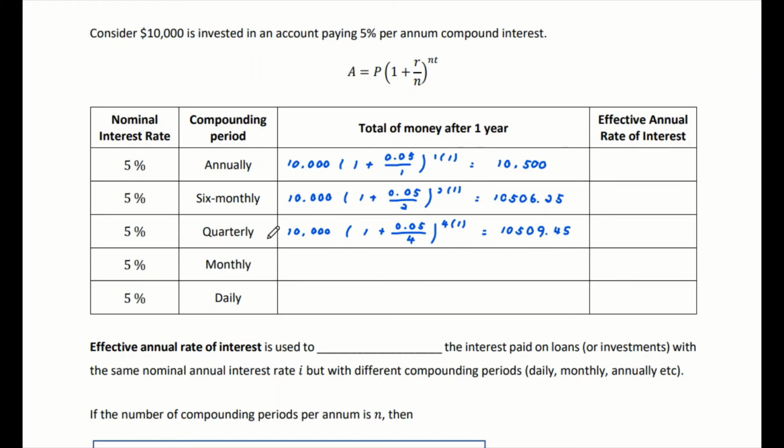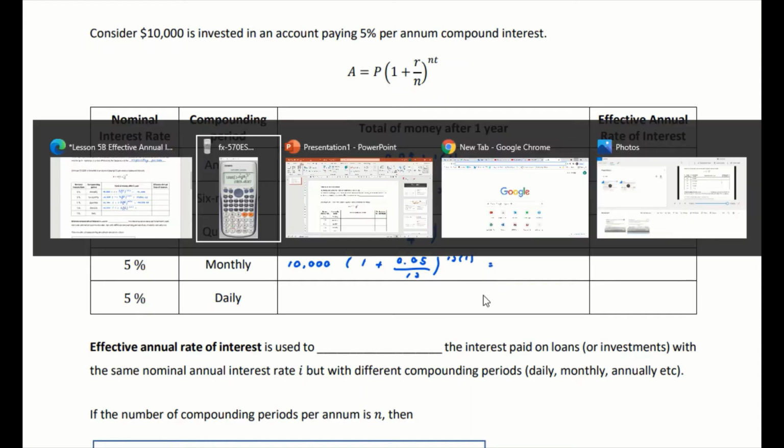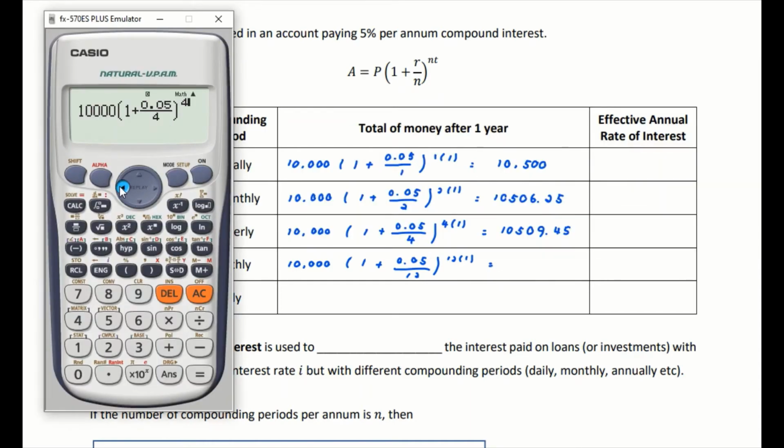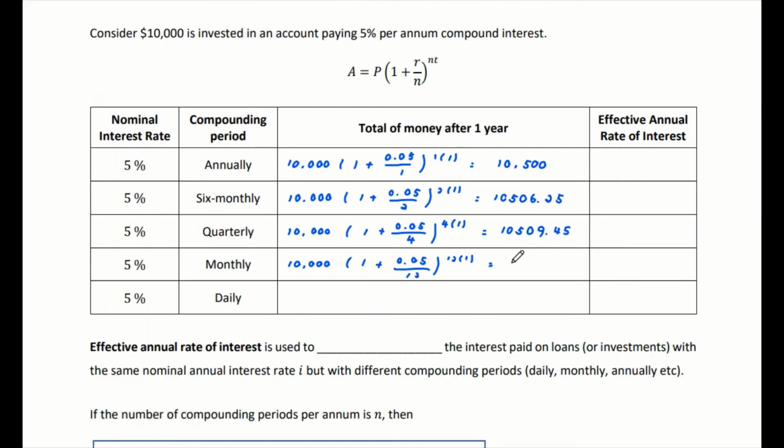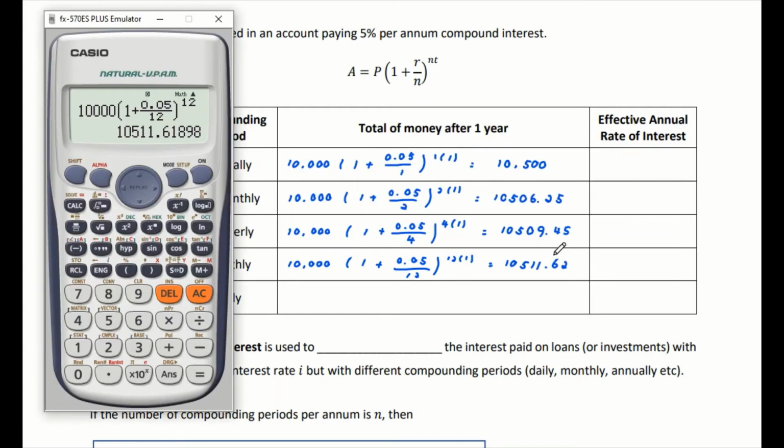So the accumulated interest plus the principal becomes more and more every time you calculate a new interest. Okay, same thing for monthly. So 10,000, 1 plus 0.05 divided by 12, so 12 times 1 year. Let's change that in our calculator here. We have 12, and power also 12. Okay, so you can see the number is getting even bigger: 10,511.62. That's what we have in our calculator.